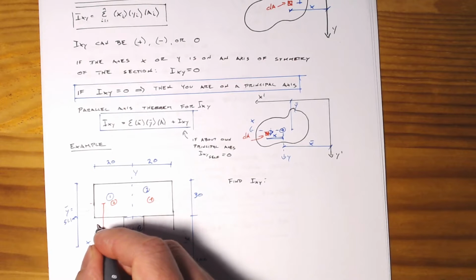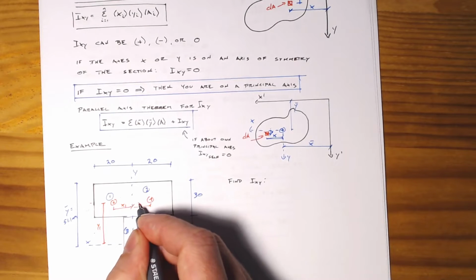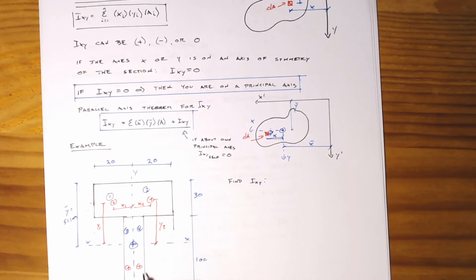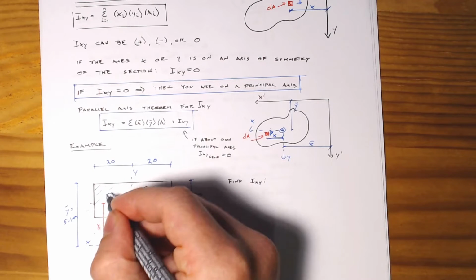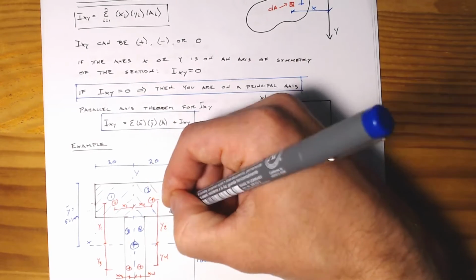So we'll call this y1, that x1, x2, y2, and we'll call this one y3, x3, x4, and of course y4. So these are where we've broken up the cross section into four distinct little pieces. I'll just hatch them so they're a little bit clearer.